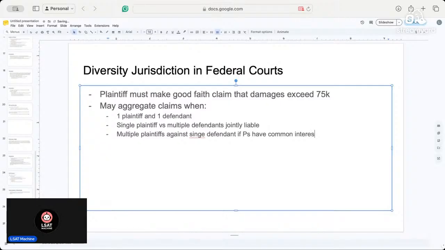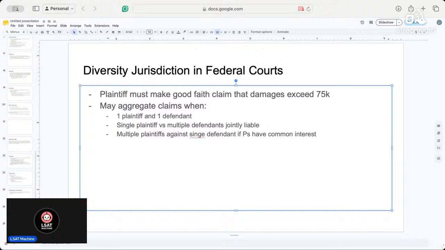Okay, so when can you aggregate claims? You can aggregate your claims to reach the $75,000 requirement for an amount in controversy when there's only one plaintiff and one defendant, when there's one plaintiff and multiple defendants who are jointly liable, and when there are many plaintiffs against one defendant and the plaintiffs have a common undivided interest, which means like they have the same claim.